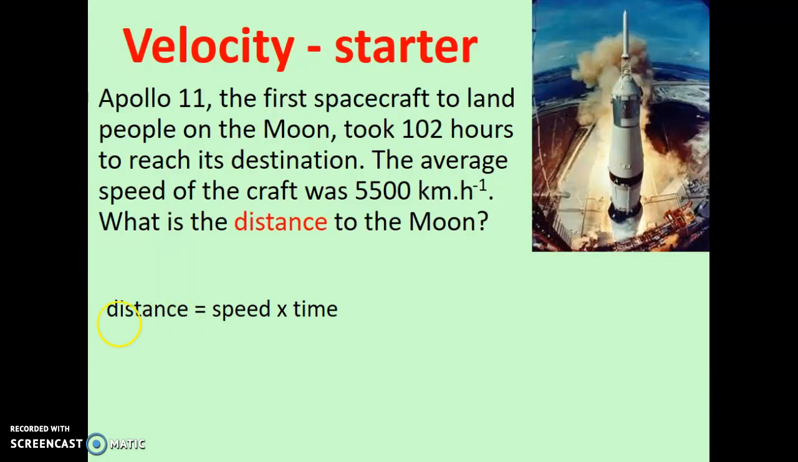So distance is speed times time, and the speed you already know is 5,500 kilometers per hour times the 102 hours that it took. You can cancel the units and you'll end up with 561,000 kilometers.